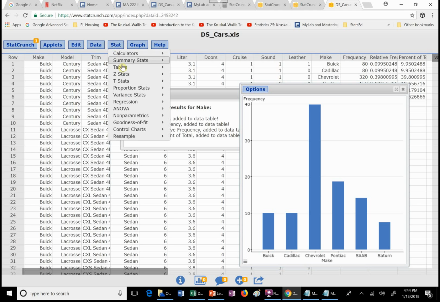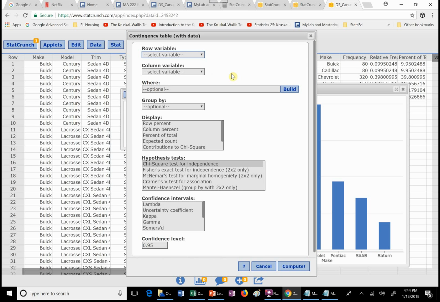So I'm going to say Stat, Tables, choose the second one for two variables, and with data. Okay. And now it's going to ask me, what do you want for your row and your column? And it's kind of arbitrary.